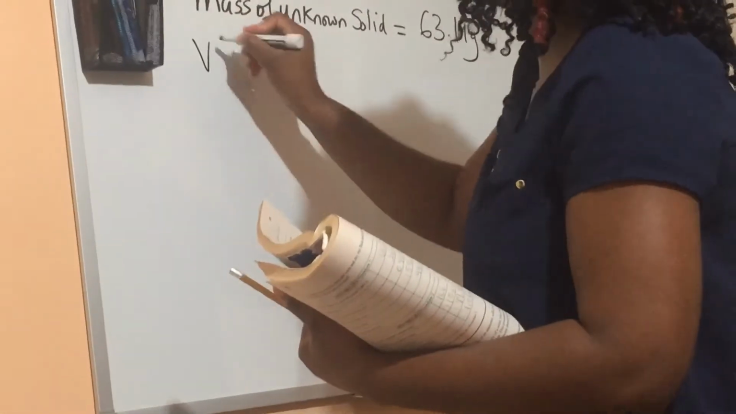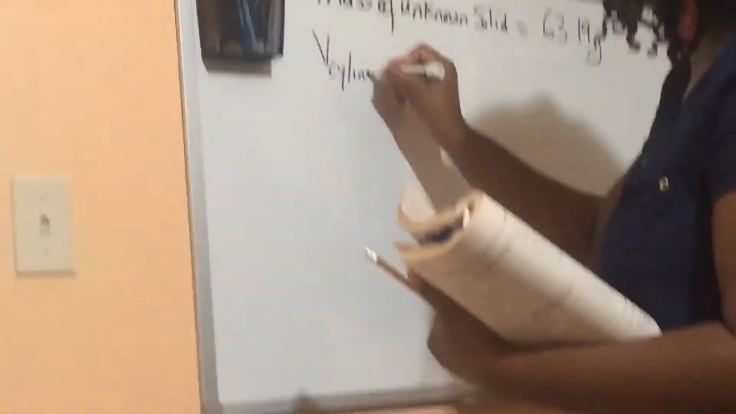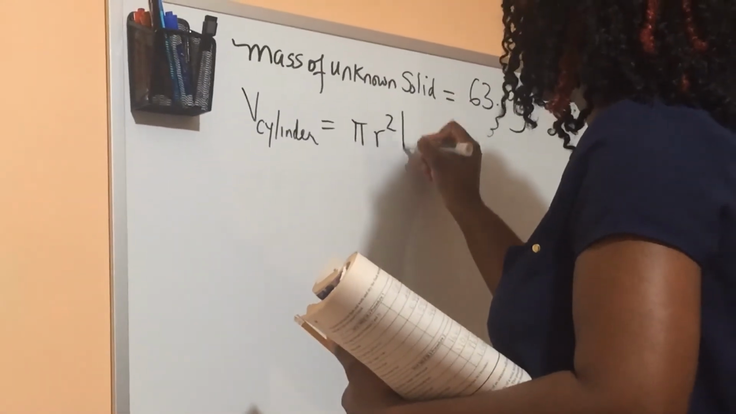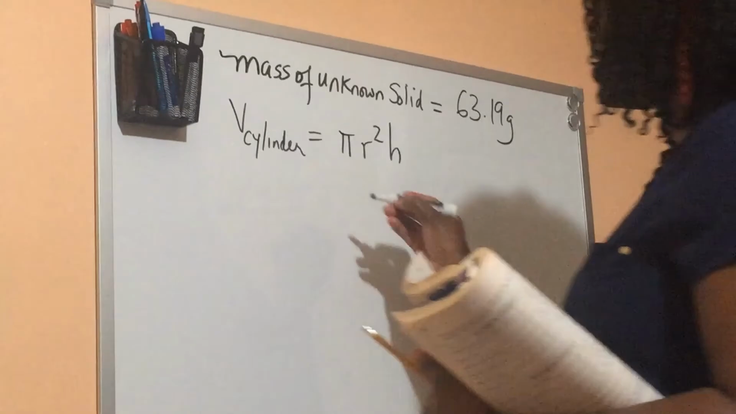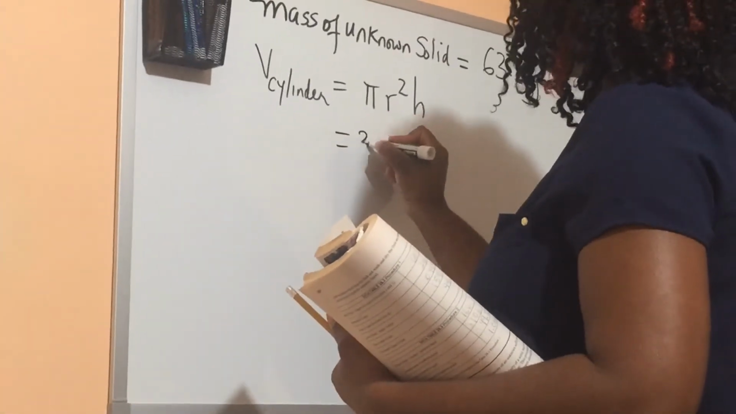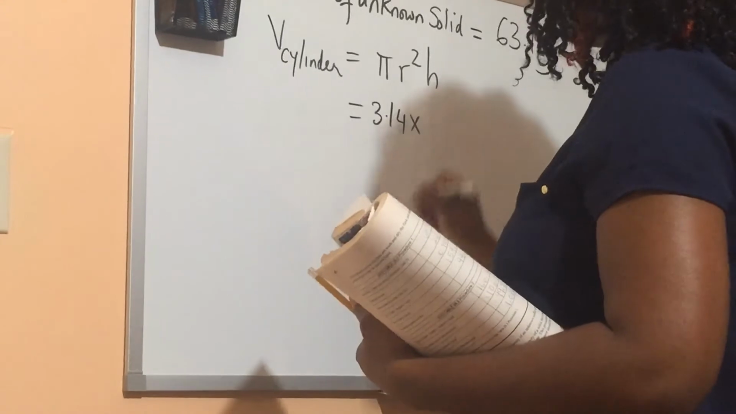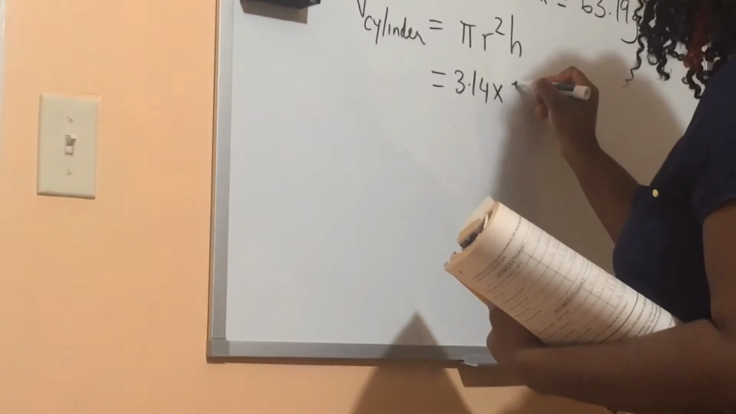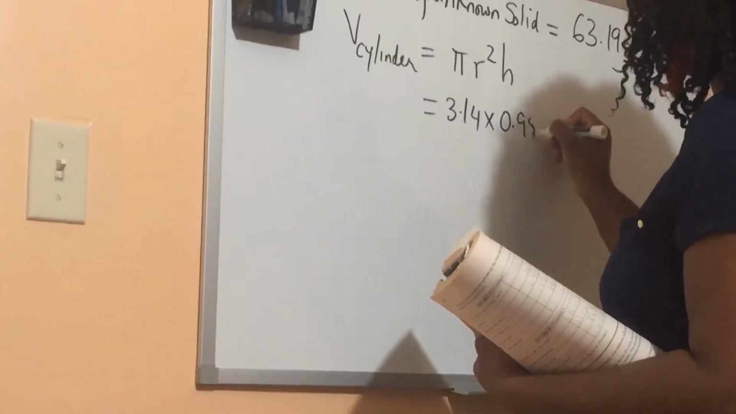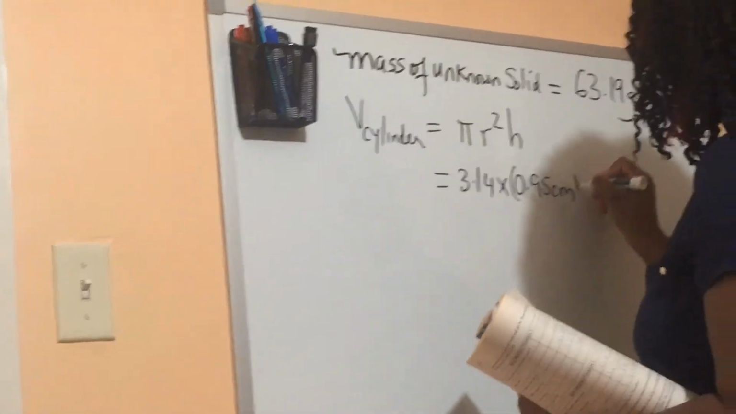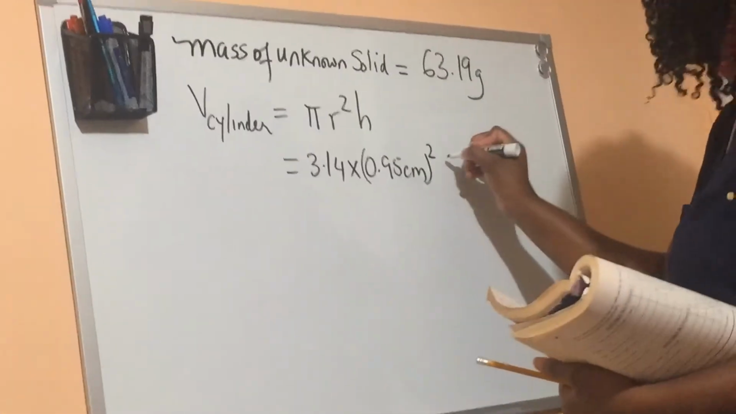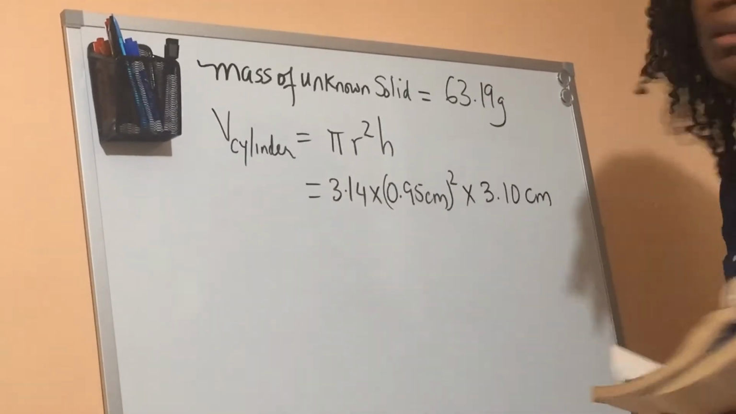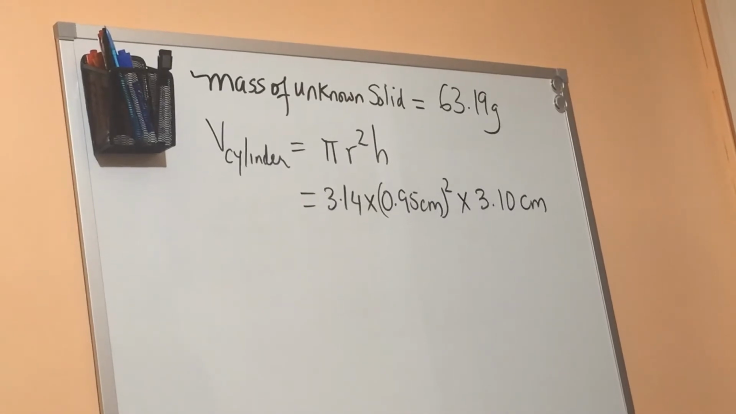The volume of a cylinder is pi r squared times h. Pi has a value of 3.14, and we calculated r to be 0.95 centimeter. So we're going to go ahead and square that. And the height of the cylinder is 3.10 centimeter. So we're going to go ahead and do that calculation.